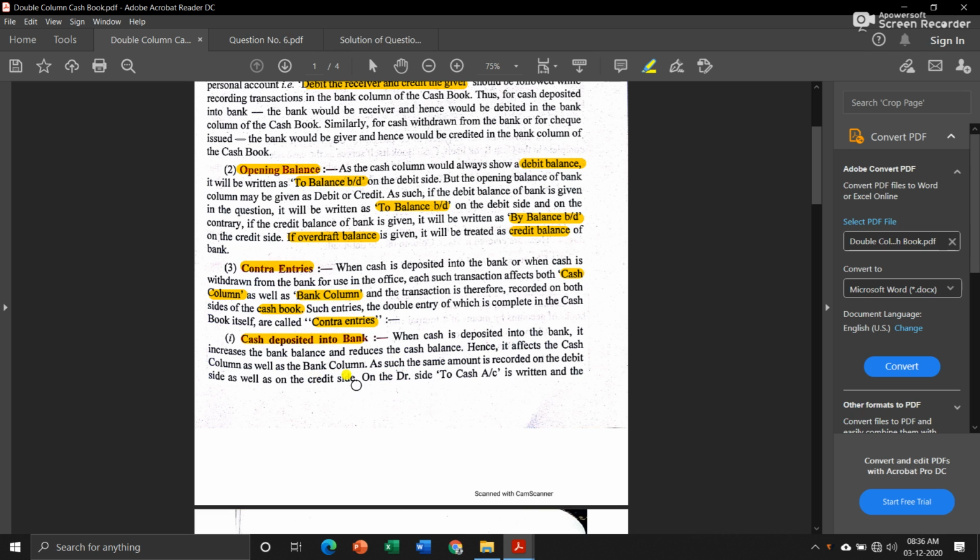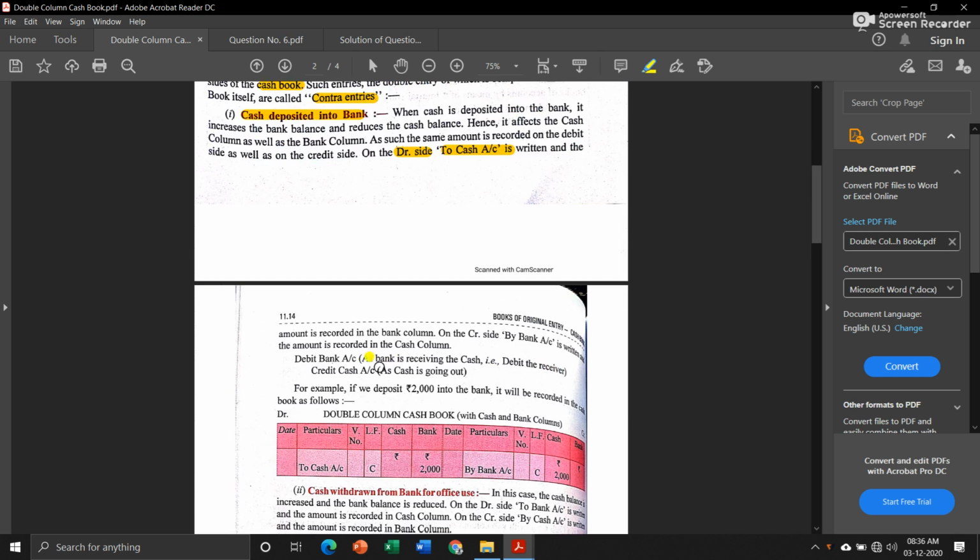Now here they have given an example. On the debit side of the cash book, we will write to cash account, and the amount is recorded in the bank column because bank is the receiver, and on the debit side we record all the receipts. On the other hand, on the credit side we will write by bank account, and the amount is recorded in the cash column, because on the credit side of the cash book we record the payment, and since cash is making the payment, we will record the amount in the cash column.